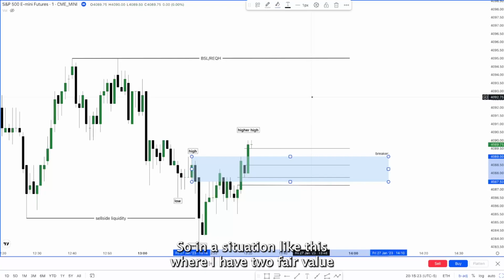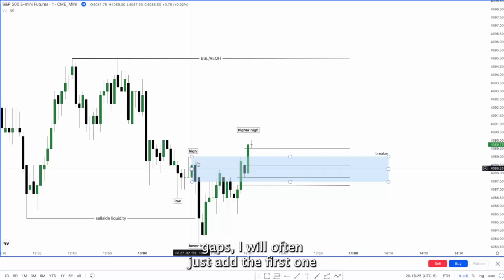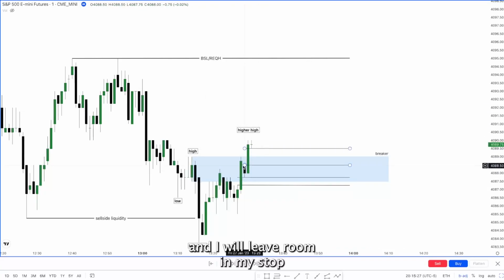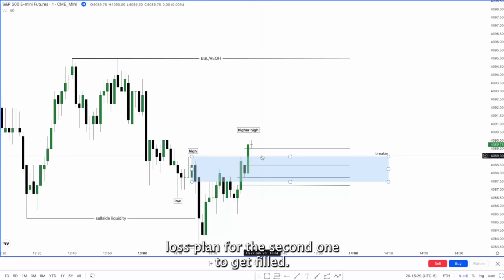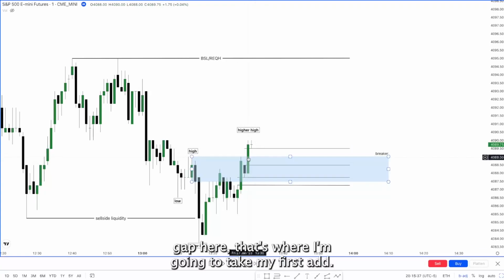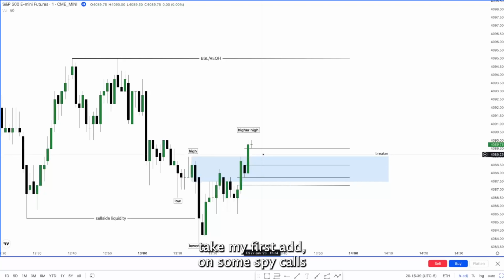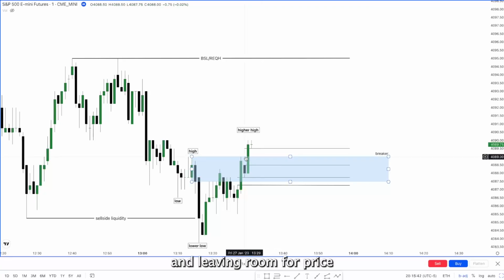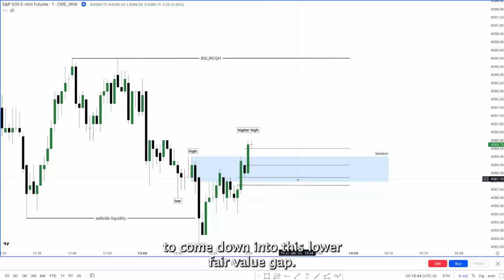So in a situation like this where I have two fair value gaps, I will often just add the first one and I will leave room in my stop loss plan for this second one to get filled. Okay. So once we return into the fair value gap here, that's where I'm going to take my first add. And that's where I did take my first add on some SPY calls, and leaving room for price to come down into this lower fair value gap.